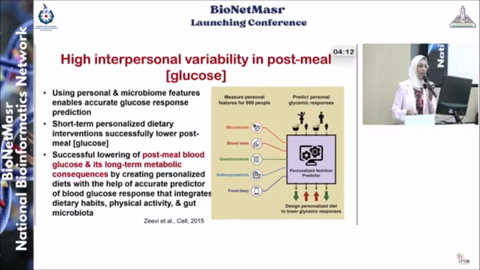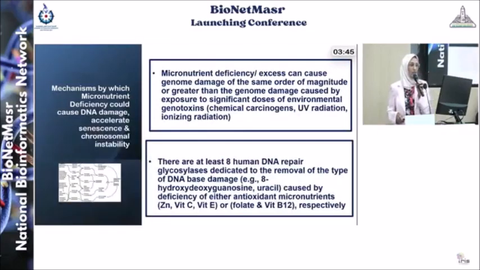So by that, you can design the personalized diet. For example, they were interested in diabetes. So in order to prevent hyperglycemia or even to be pre-diabetic, they will design or tailor a certain dietary regimen for each person according to this software. And they found high interpersonal variability in the glucose level between persons. This is one concept for nutrition in relation to bioinformatics.